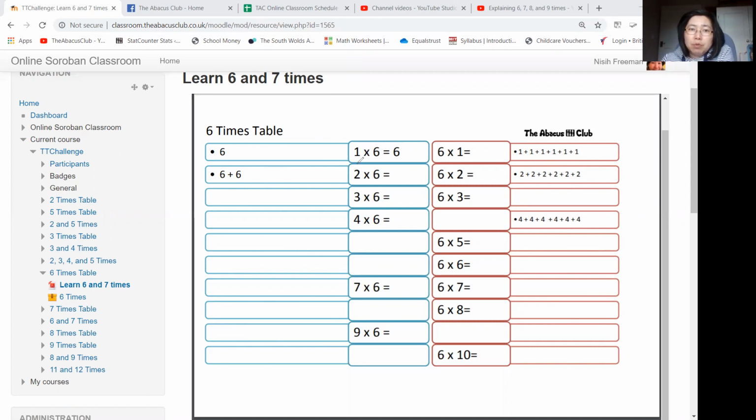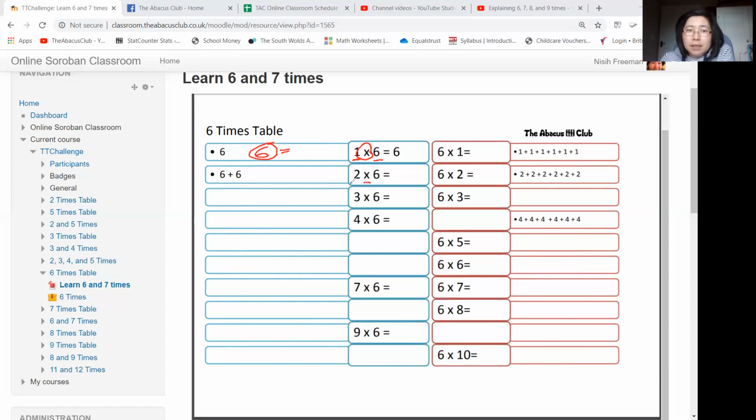If you look at my screen, the first principle when we learn times table is that whenever you see this sign, that means we need to draw bags. It means groups of something. If the first number is 1, then you need to draw 1 bag. And the second number will tell you how many apples to put in the bag. So 6 apples. Therefore, there are 6 apples altogether.